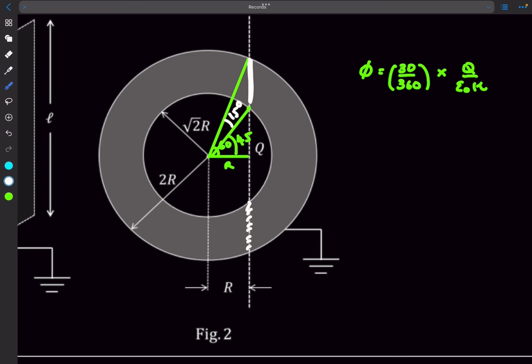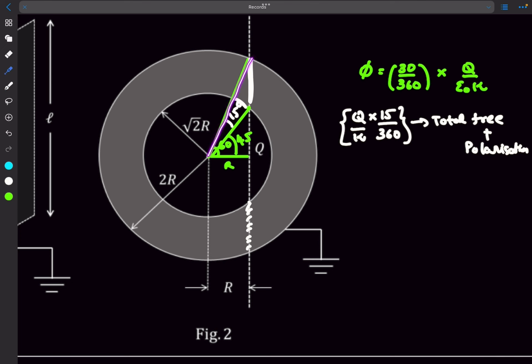So the actual free charge will be Q multiplied by 15 divided by 360. This will be the actual free charge in this location, divided by K. So this will be the total free plus polarization charge, the total charge enclosed within this Gaussian surface. We'll just multiply this by 2 to account for this surface as well. And yeah, that is basically the same as that.